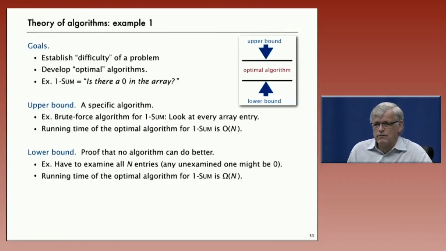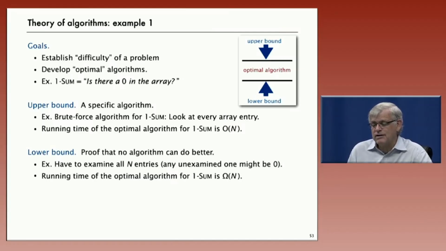But in this case, it's also easy to develop a lower bound. That's a proof that no algorithm can do better. Well, for 1-sum, you have to examine all entries in the array. If you miss one, then that one might be zero. So that means that the optimal algorithm has to have a running time at least some constant times n, or we say the running time is Omega of n.